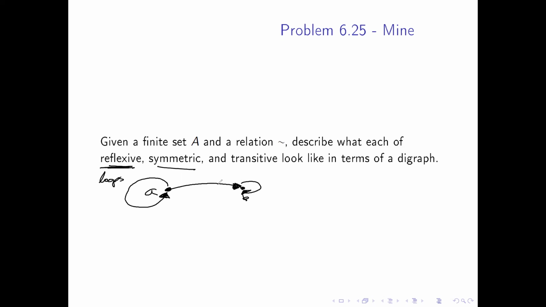Then symmetric means that B is related to A. Let me get rid of those loops. I don't need the loops. The loops were only for reflexive. We could have a symmetric relationship like this that is not reflexive, but it is symmetric. Be aware that's possible.